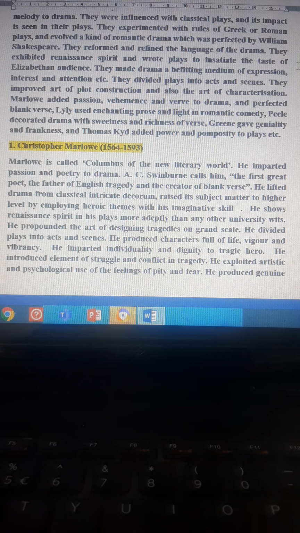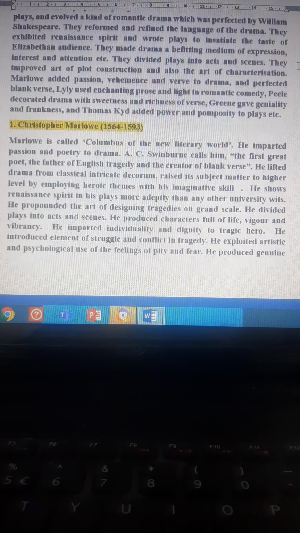Marlowe added passion, vehemence, and verve to drama and perfected blank verse. John Lilly used enchanting prose and light in romantic comedy. Peele decorated drama with sweetness and richness of verse. Greene gave geniality and frankness, and Thomas Kidd added power and pomposity to plays, etc.